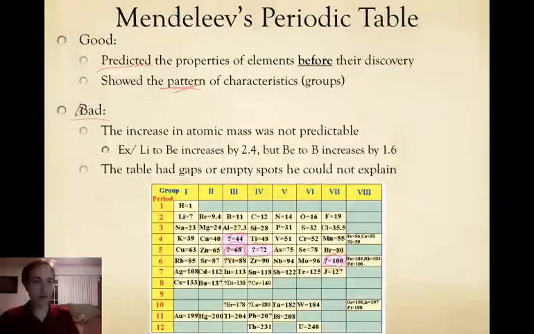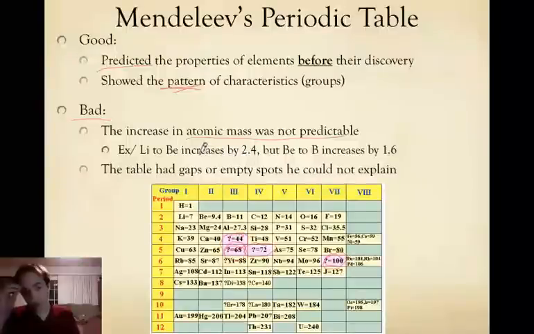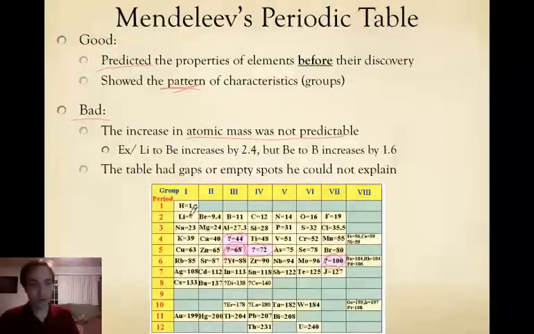But there was some bad stuff. First of all, the atomic mass increase was not predictable. So what that means is, for instance, we look here at lithium. Lithium has a mass of 7. Beryllium has a mass of 9.4. That's a 2.4 increase in mass. But if we look at beryllium and compare that to boron, which is right next door, the increase only goes up by 1.6. And then from boron to carbon is 1, carbon to nitrogen is 2, nitrogen to oxygen goes up by 2 again, oxygen to fluorine goes up by 3. So there's no predictable pattern.